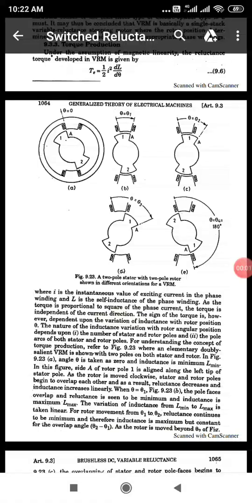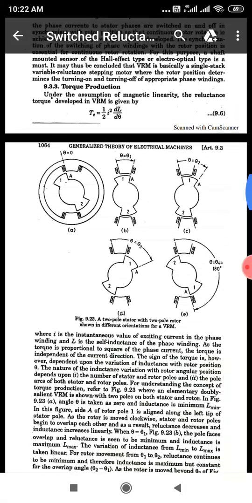Good morning, friends. In the previous lecture we discussed the principle of operation of the switched reluctance motor. Now I am discussing how torque is produced in a switched reluctance motor.